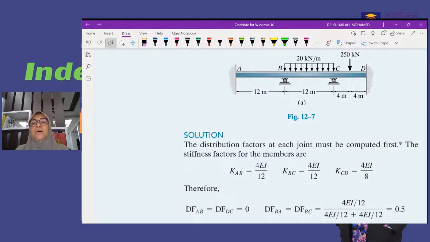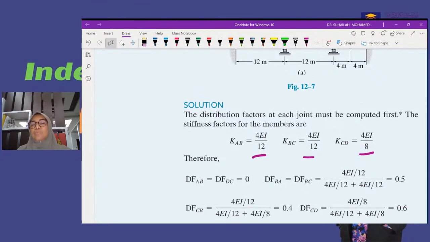Member AB has 12 meter length, BC also 12 meter length, and CD has 8 meter length. So we get KAB is 4EI over 12, KBC is 4EI over 12, and KCD is 4EI over 8. From these K values, we can calculate the distribution factor.